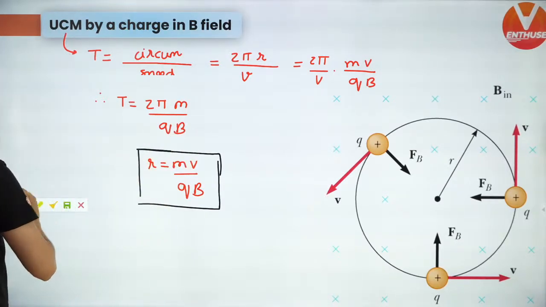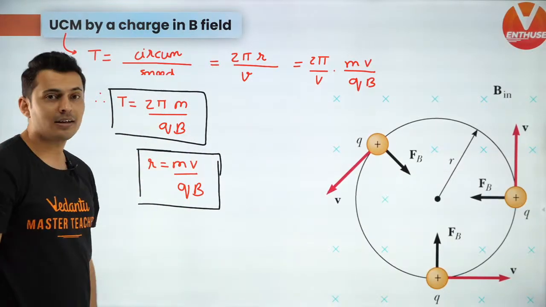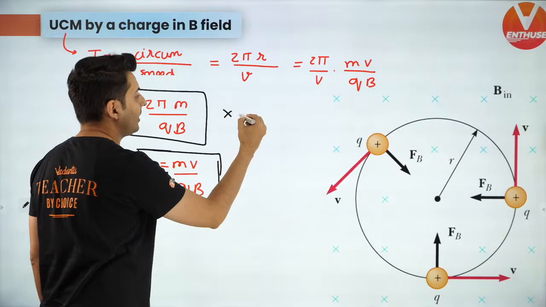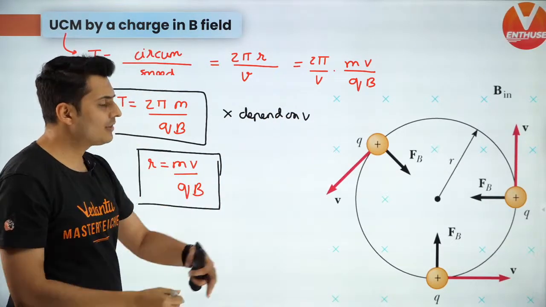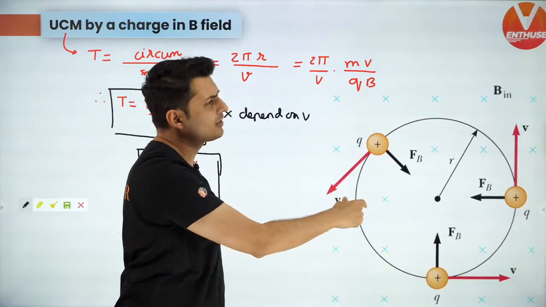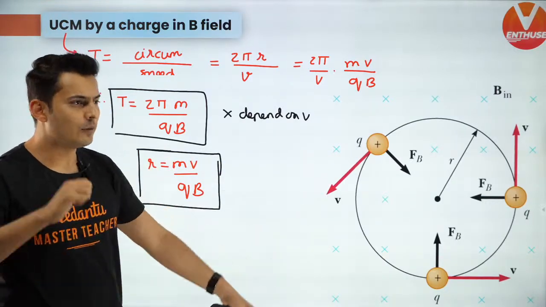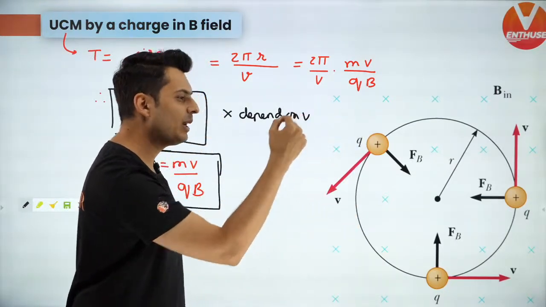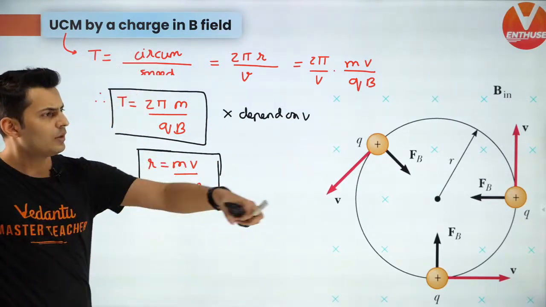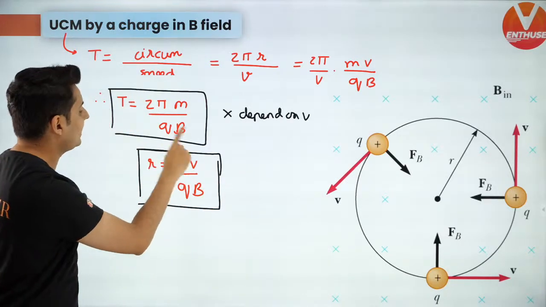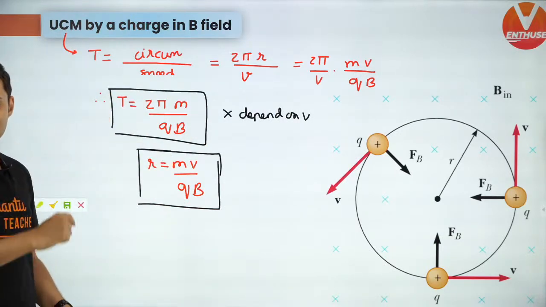Now should I tell you a very interesting thing? See guys, it's independent of velocity. It does not depend on velocity. That means even if you throw the particle really fast, it will still take the same time to complete one circular motion. If you throw it slow, it also takes the same time to complete one circular motion. But what will be different is the radius. Obviously, if you throw it really fast, the radius will be very large. If you throw it slowly, the radius will be very small. But the time periods will be the same.